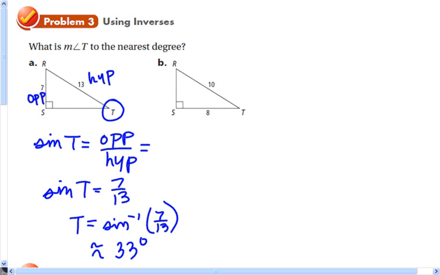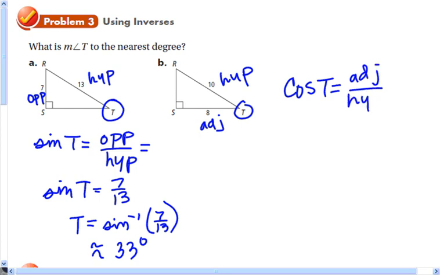Okay, for the next one, we want the ratio with the given information here. We have the side that's adjacent to T and the hypotenuse. When we have those two, we're talking cosine. Cosine of T is equal to the side adjacent divided by the hypotenuse. And so we're going to substitute our values for that. That would be 8 over 10.